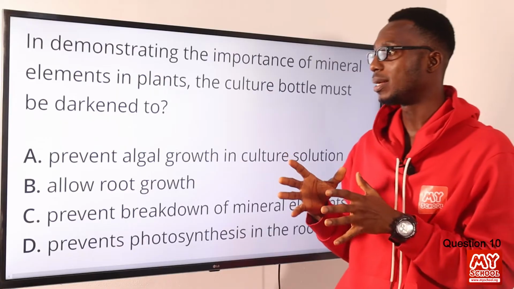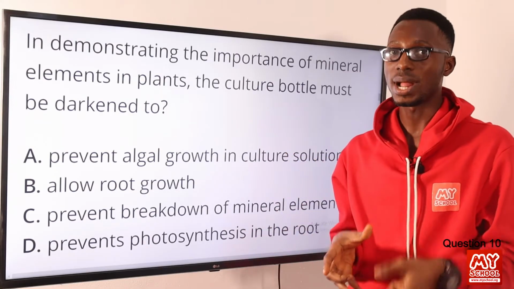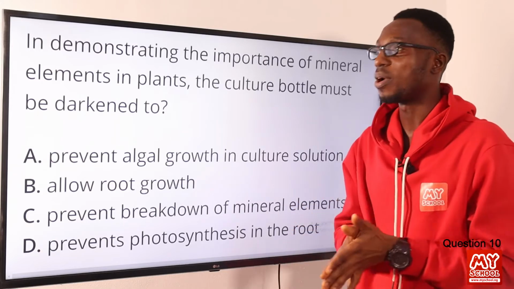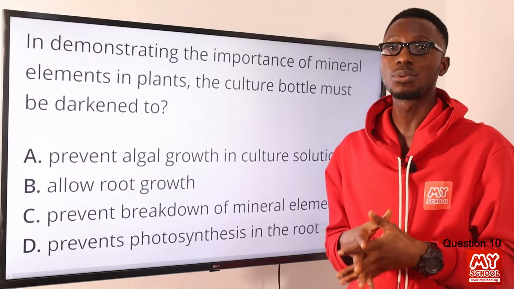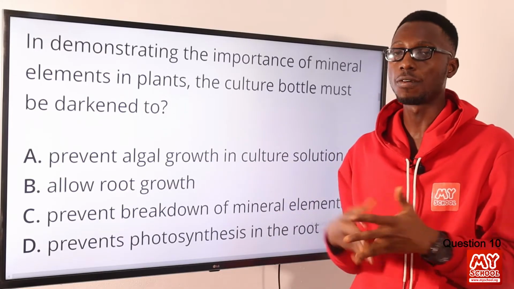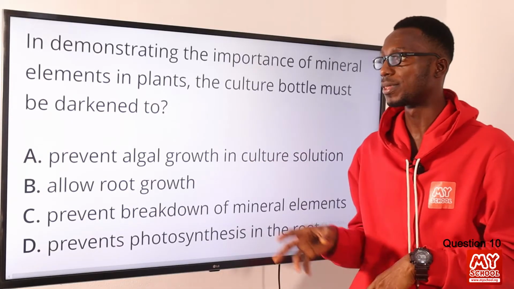Algae are actually thallophytes. We're talking about simple green plants that are aquatic, so they need water, and they also need sunlight for photosynthesis. They contain chlorophyll. Very good examples of thallophytes are Spirogyra, Volvox, and the like. So the correct option is option A, to prevent the growth of algae.